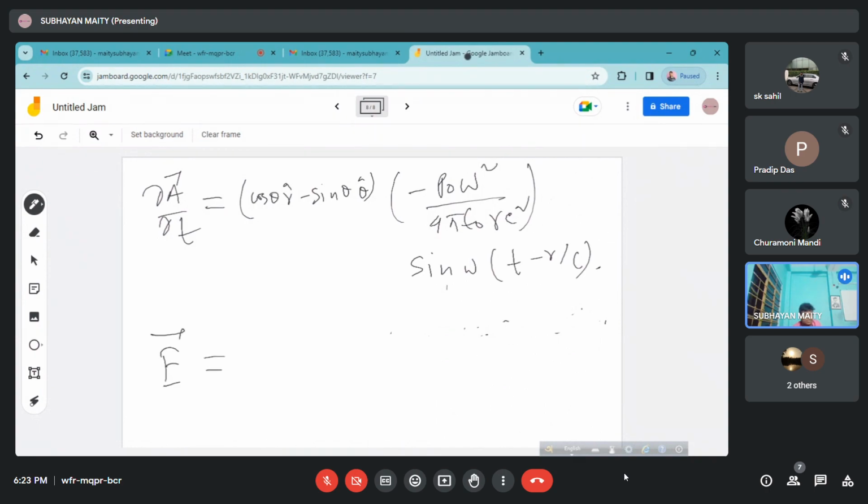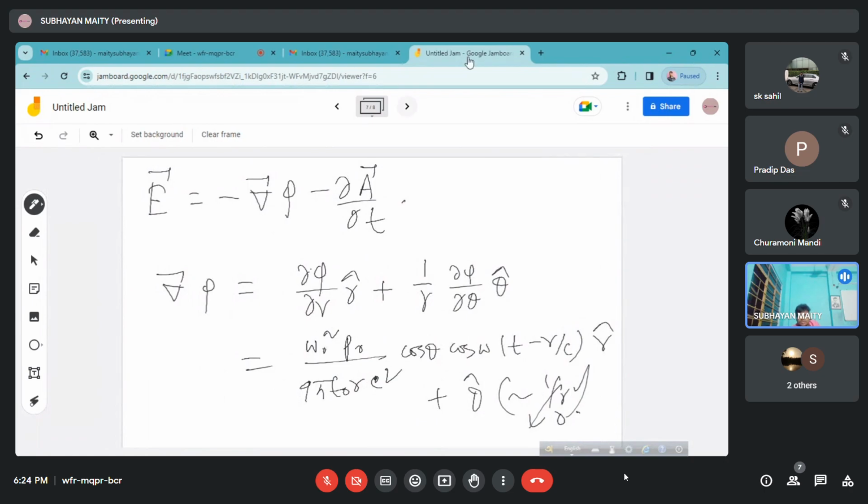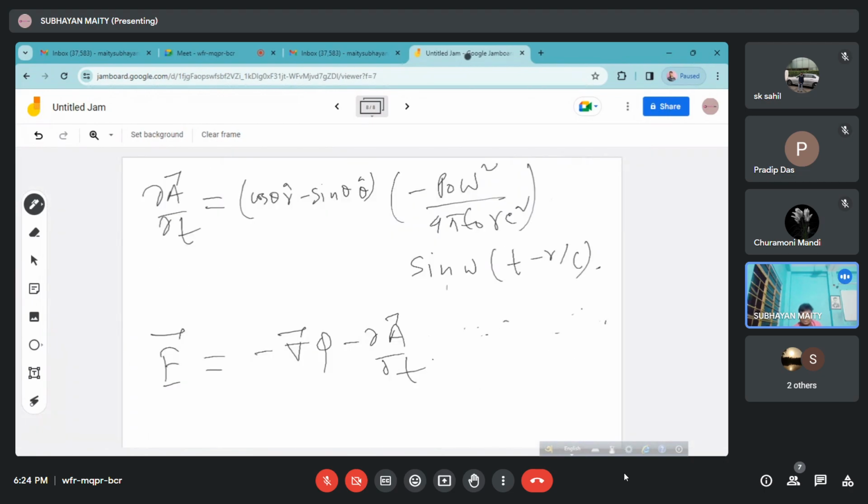Now you can find E. E is equal to minus of grad phi minus of del a by del t. So you can put the values of grad phi and del a by del t here. Already we have found grad phi and also del a by del t. Then you can find E. So this is the homework for you.